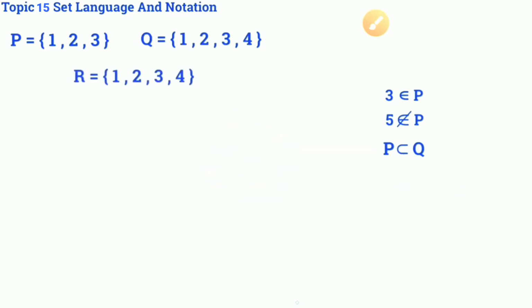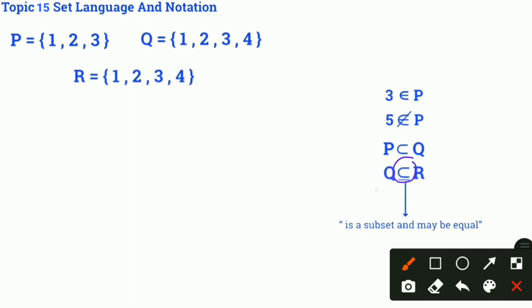Okay, this is how it is. Q is a subset of R and may be equal, because the elements are equal. That's why we can use this symbol, which means that Q is a subset of R and may be equal.